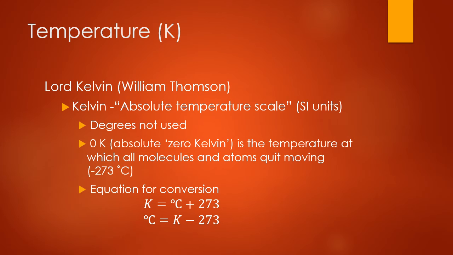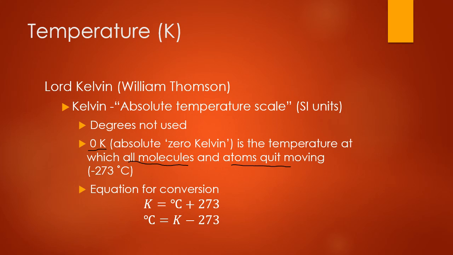Kelvin being an absolute temperature scale, the degrees aren't used. What that means is you can't go below 0 Kelvin. So 0 Kelvin is the absolute lowest possible achievable temperature. 0 Kelvin is also referred to as absolute zero because of this. It is the temperature at which all molecules and all atoms quit moving. So if we could actually reach 0 Kelvin, life on Earth would perish. Nothing would survive. It's that cold.